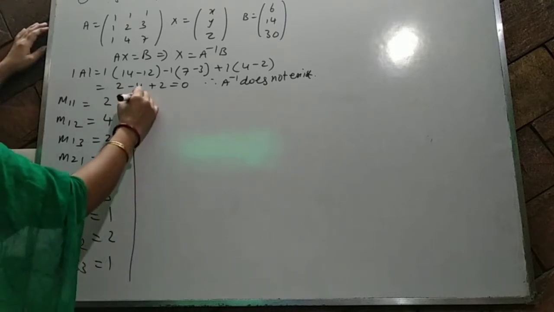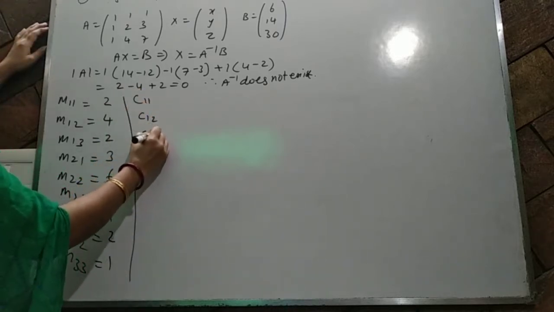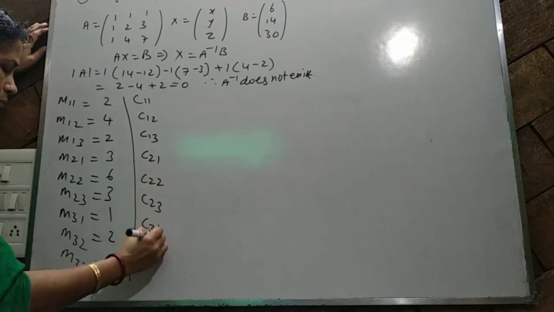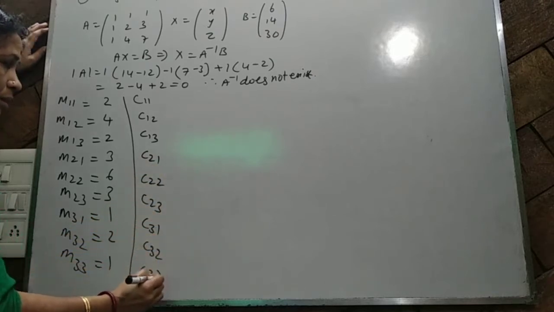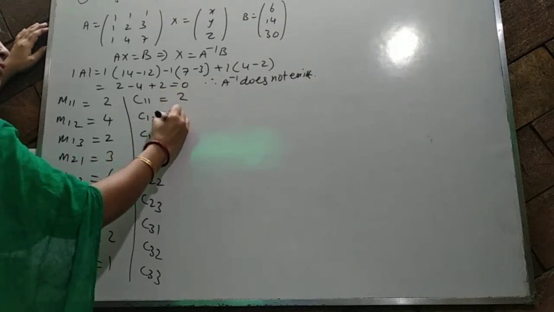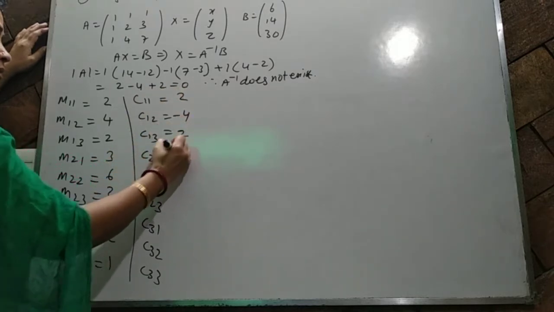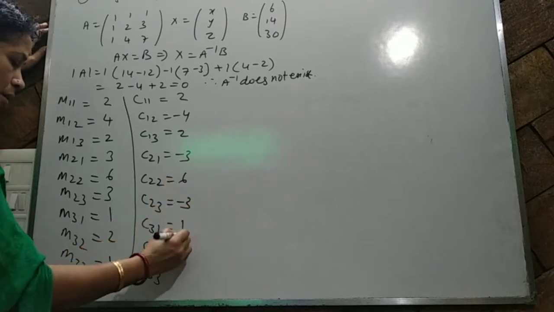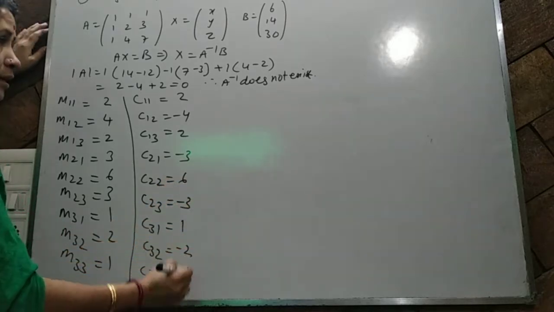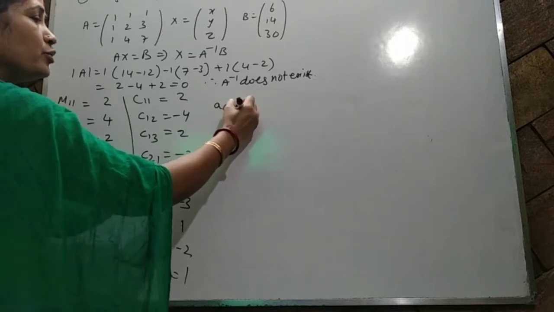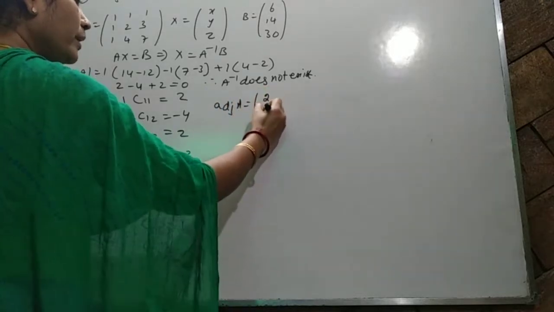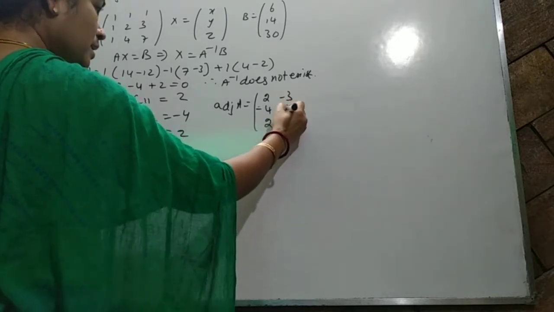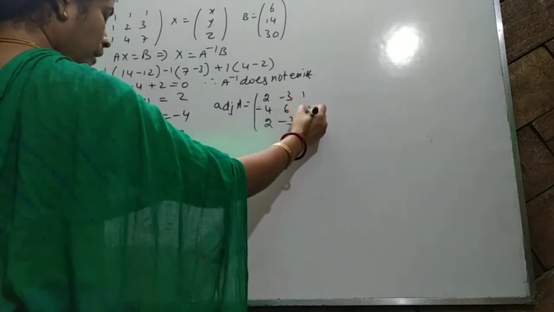Now we will find the corresponding cofactors C11, C12, C13, C21, C22, C23, C31, C32, then C33. The signs alternate: same sign, opposite, same, opposite, same, opposite, same, opposite, and then same sign. Now we find adjoint of A, which equals 2, minus 4, 2, then minus 3, 6, minus 3, and then 1, minus 2, 1.